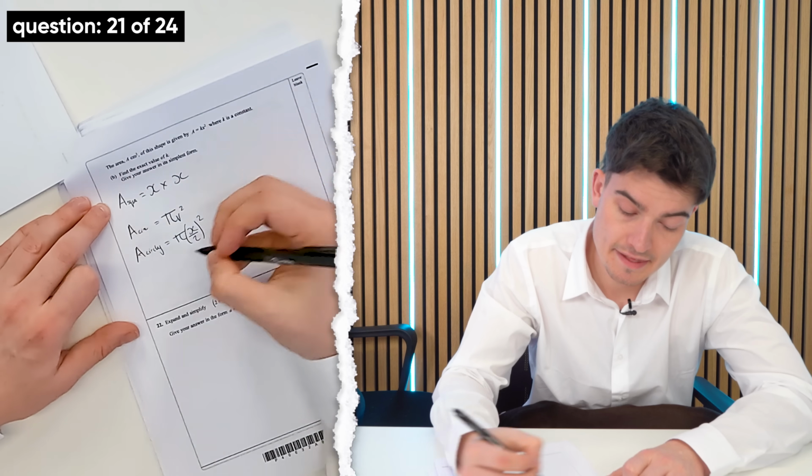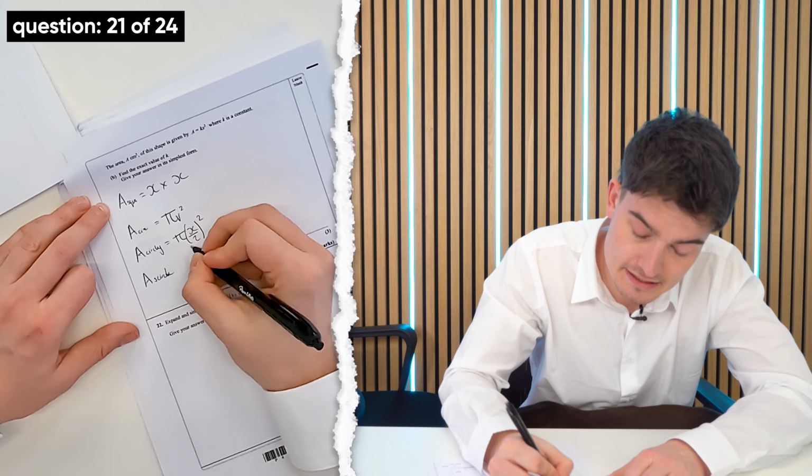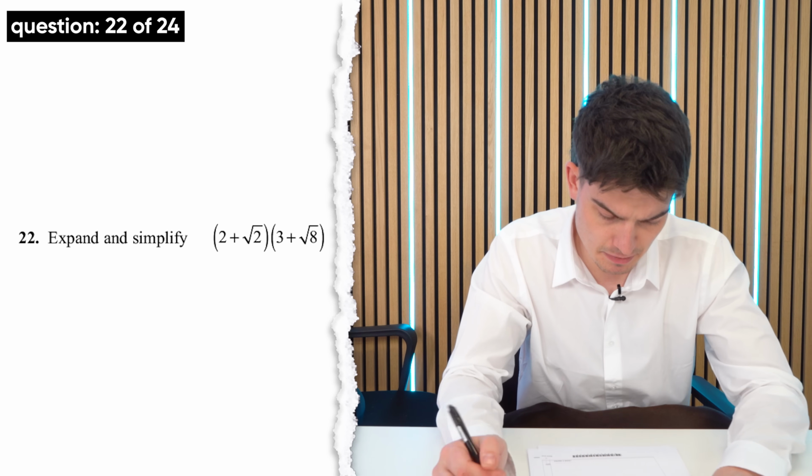So the total area is the square plus the semicircle. Area of a circle is pi r squared, I think. And then the area of the semicircle is that thing divided by 2. I've got that wrong. But I reckon there's a point in there, so we're going to move on. Expand and simplify this. Don't know, I'm going to move on before I waste any more of our time.